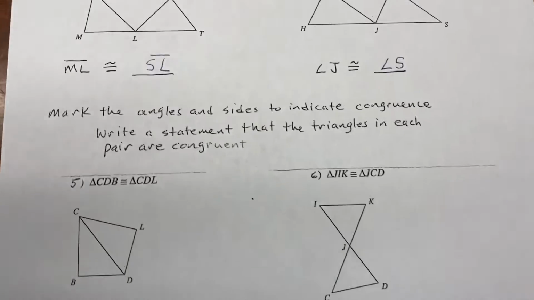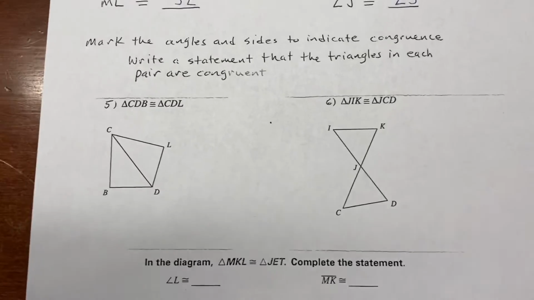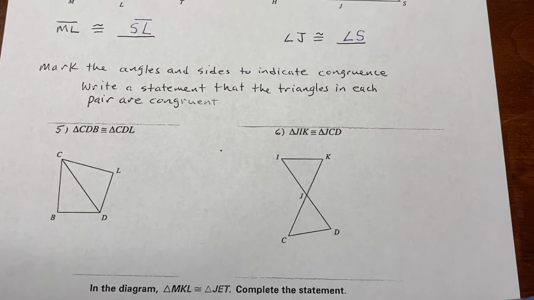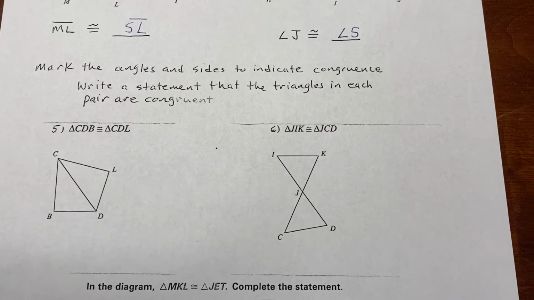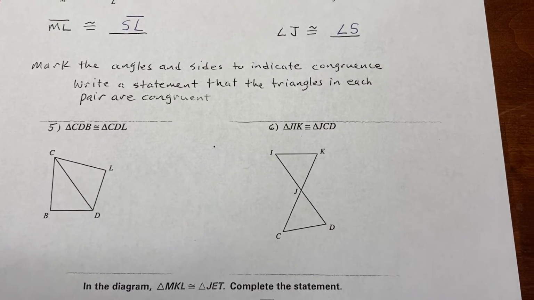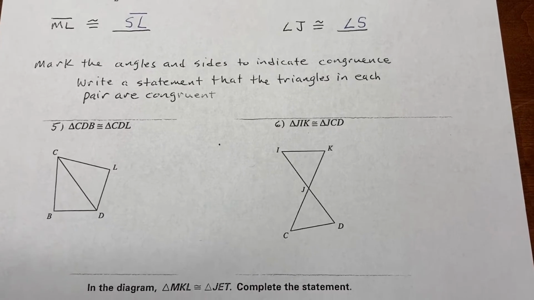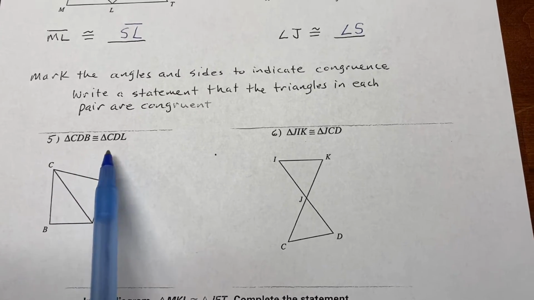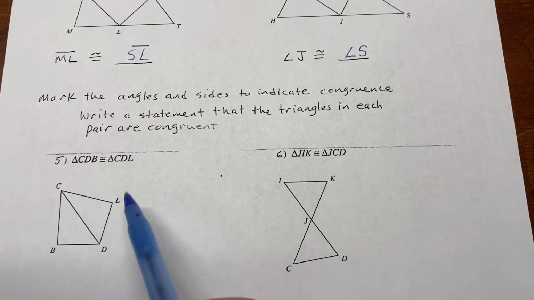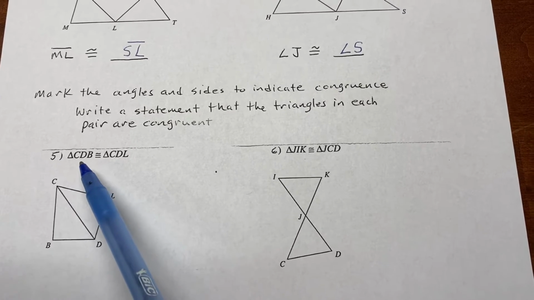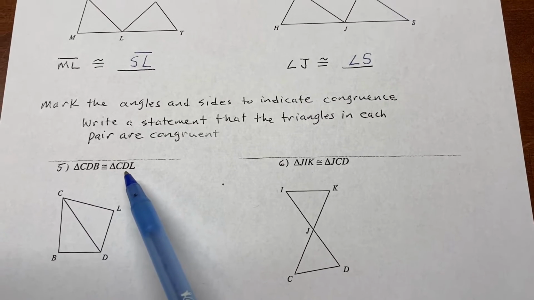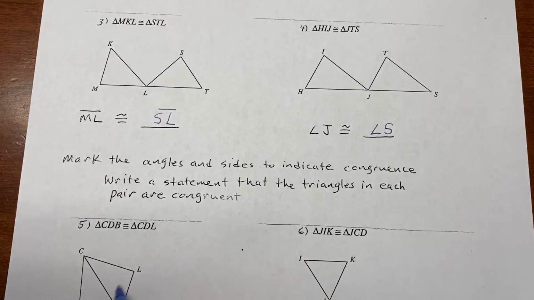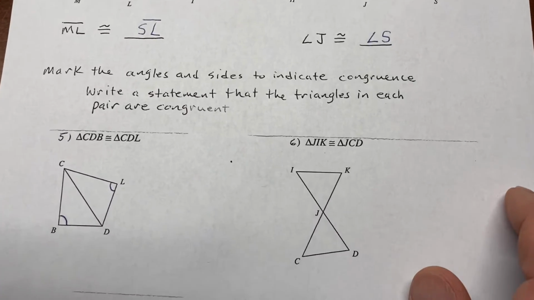Okay, now there will be a section on the assignment where we have to mark the angles and sides to indicate congruence. Write a statement that the triangles in each pair are congruent. Okay, well, first of all, the marks. So notice, C is the first letter, C is also the first letter, that's the same angle. Angle D, second letter, D, second letter, they're the same. Angle B is congruent to angle L, so I will put one mark, one arc actually in each of those.